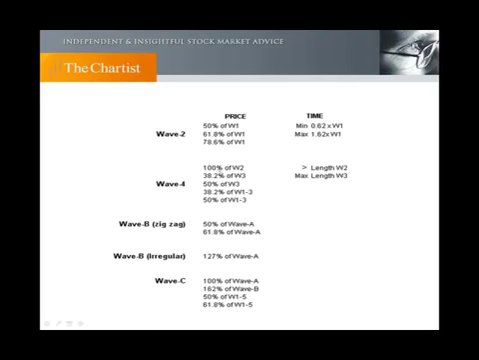In terms of wave 4, we're looking for 100% of wave 2, 38.2% of wave 3 to 50% of wave 3, 38.2% of extension wave 1 through 3, and a 50% extension of waves 1 through 3. In terms of time, we're looking for a greater length of wave 2. It cannot be shorter than wave 2, and a maximum length cannot exceed wave 3.